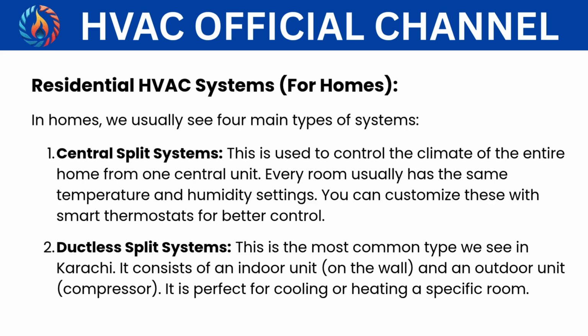Residential HVAC systems for homes. In homes, we usually see four main types of systems. Central split systems. This is used to control the climate of the entire home from one central unit. Every room usually has the same temperature and humidity settings. You can customize these with smart thermostats for better control.